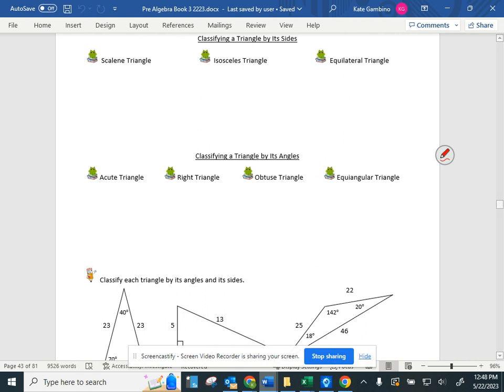A scalene triangle. Who remembers what a scalene triangle is? Aiden. It's a triangle with no sides that are equal to each other. No congruent sides. You are correct. So when we draw a picture of a scalene triangle, the sides all have different measurements. So if it's scalene, sides are all different.